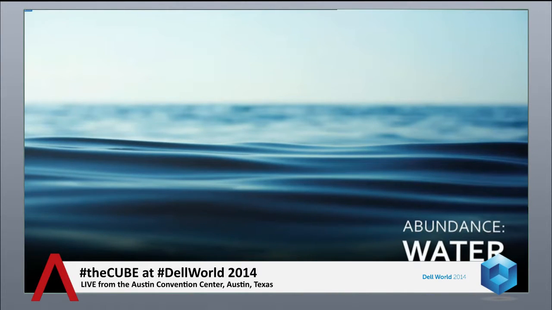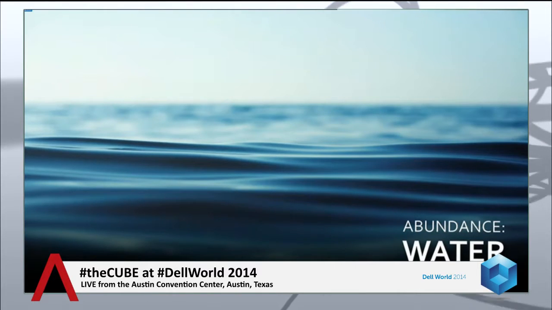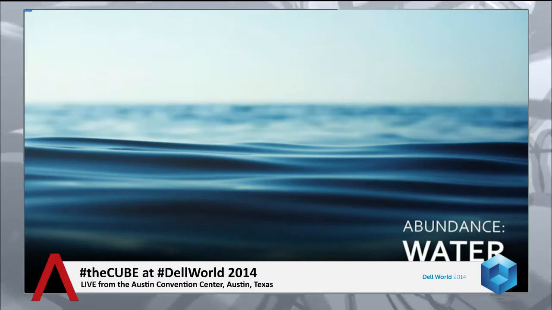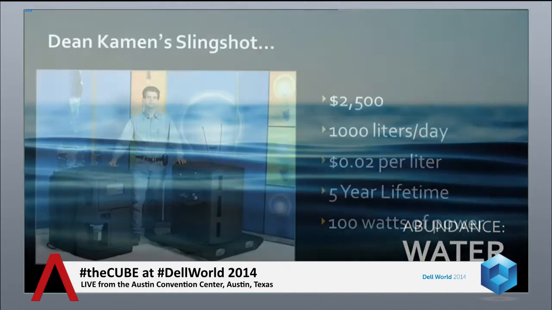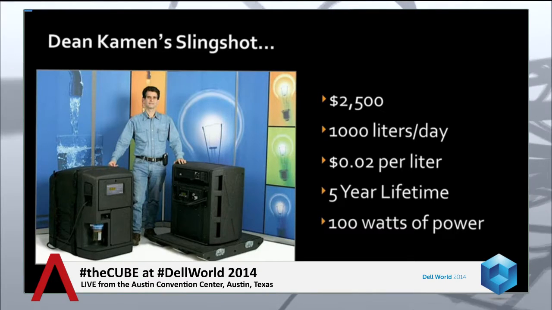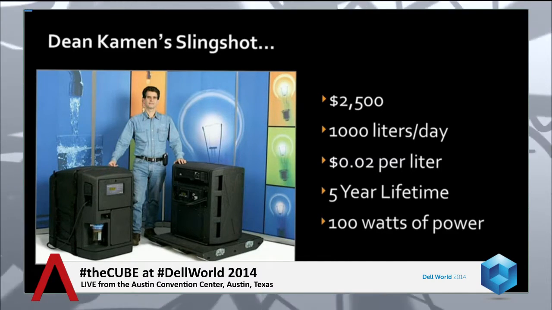We live on a water planet. Two-thirds of our planet is covered with water. Yes, 97.5% is salt and 2% is ice, and we fight over 0.5%. But there's extraordinary technologies coming down the pike with nanomaterials like graphene, or my friend Dean Kamen's Slingshot. This is a device about the size of a dorm room refrigerator that operates on 100 watts, less than a hairdryer, and generates 1,000 liters per day of clean drinking water.